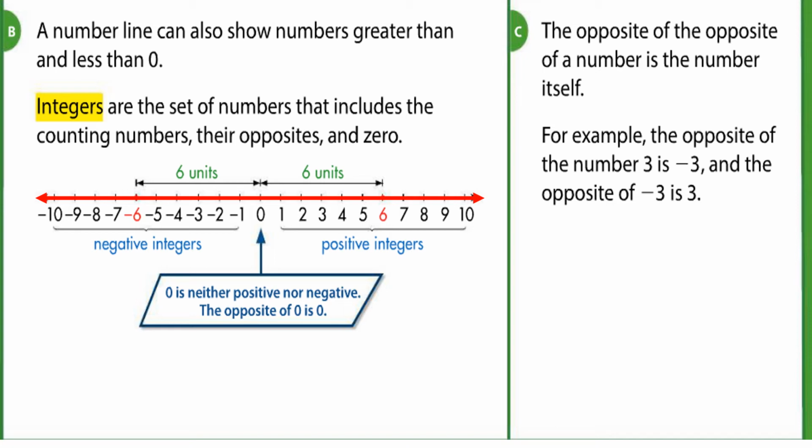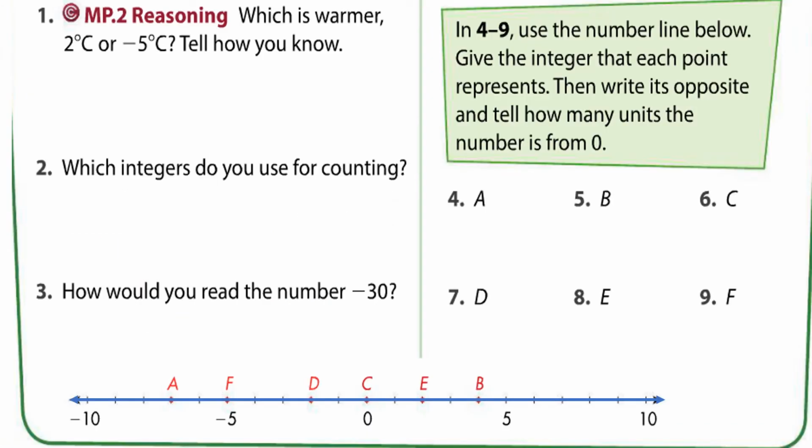Okay, let's solve the questions in the book. In question number 1, he said, which is warmer, 2 Celsius degrees or -5 Celsius degrees? And tell how you know. If there are 2 rooms, guys, the temperature in the first room is 2 Celsius degrees, and the temperature in the other room is -5 Celsius degrees.